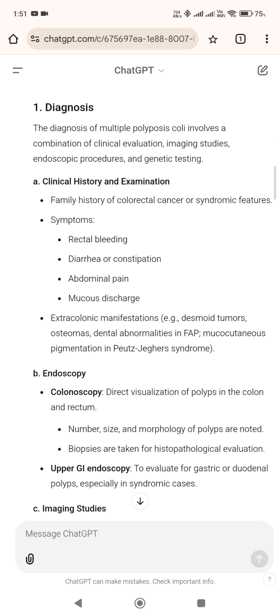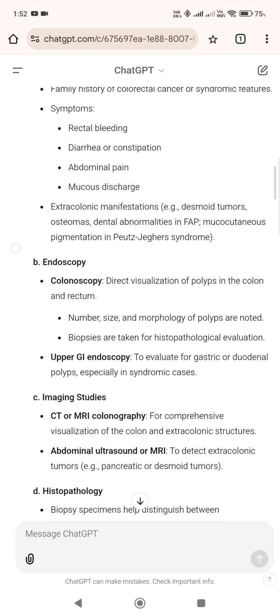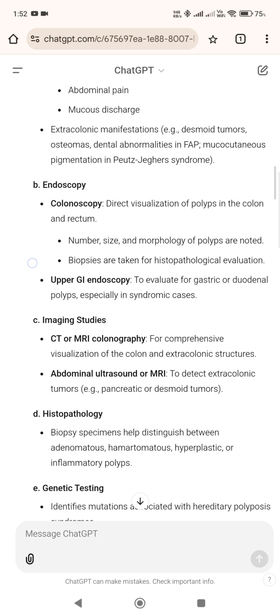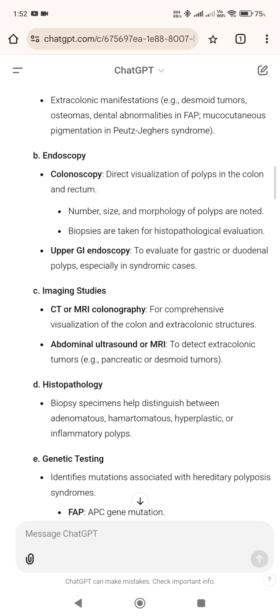1. Diagnosis. The diagnosis of multiple polyposis coli involves a combination of clinical evaluation, imaging studies, endoscopic procedures, and genetic testing. A. Clinical history and examination. Family history of colorectal cancer or syndromic features. Symptoms: rectal bleeding, diarrhea or constipation, abdominal pain, mucus discharge, extracolonic manifestations, e.g. desmoid tumors, osteomas, dental abnormalities in FAP, mucocutaneous pigmentation in Peutz-Jeghers syndrome.